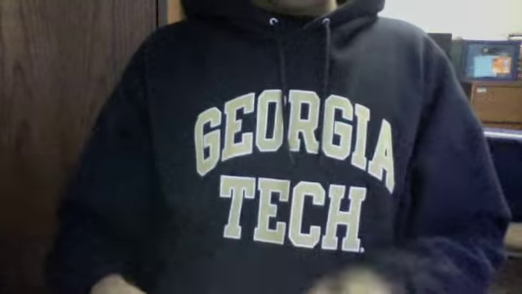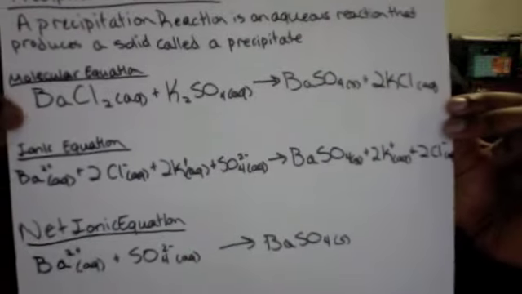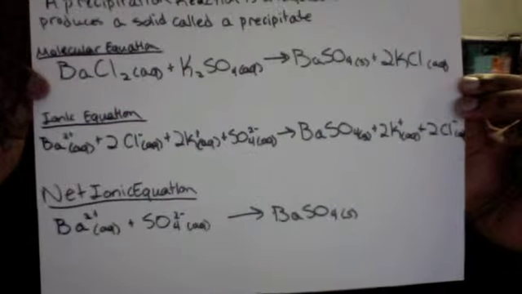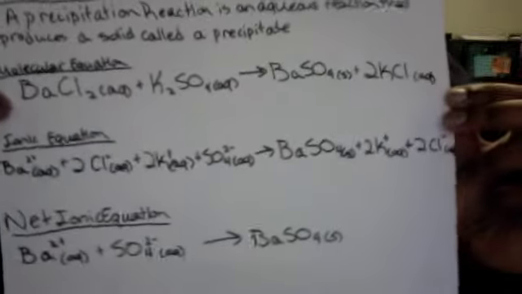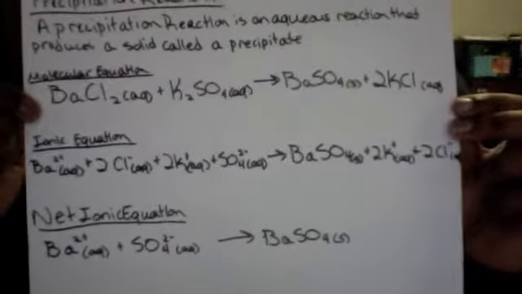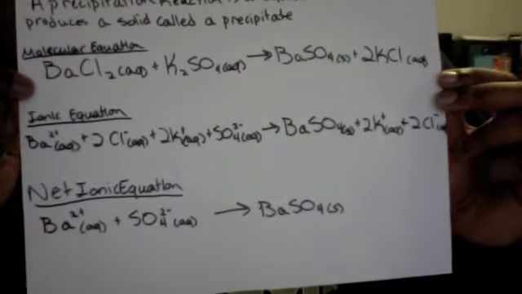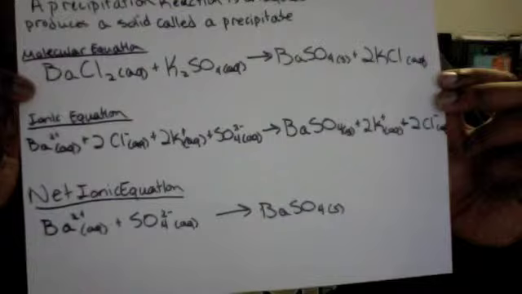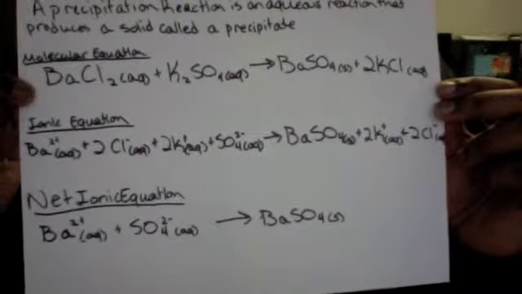And moving on from that, precipitation reactions are really what just bring everything together. Here, as you can see, a precipitation reaction is an aqueous reaction that produces a solid called a precipitate. So you can see we have our aqueous reactants, BaCl2 and K2SO4, while the products are BaSO4 and 2KCl. BaSO4 is a solid, as you can tell if you look at the solubility table.